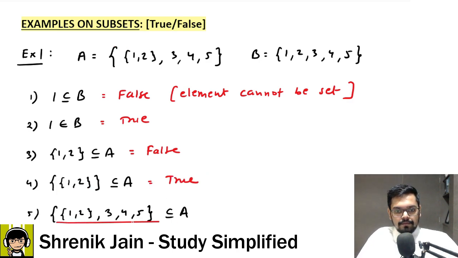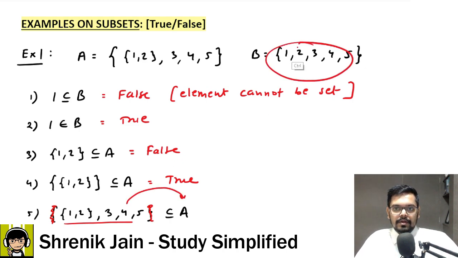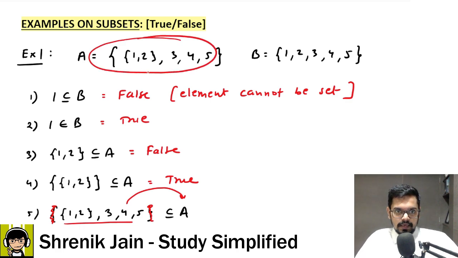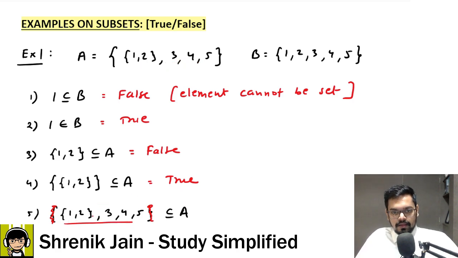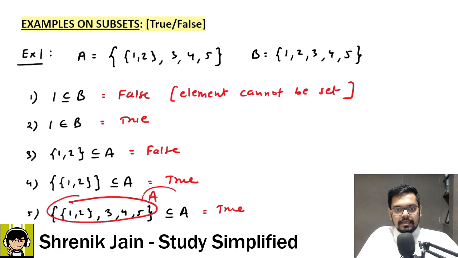Understood? What about this one? Again, they are asking a subset question, whether this set is a subset of A or not. If you see carefully, remove these curly brackets, and now check whether these are elements of A. No, this is B, this is A. So, yes, same to same. Therefore, these are elements of A, and therefore we can say subset is valid. This is true. Or you may even say that the complete thing is A. So, A is a subset of A.